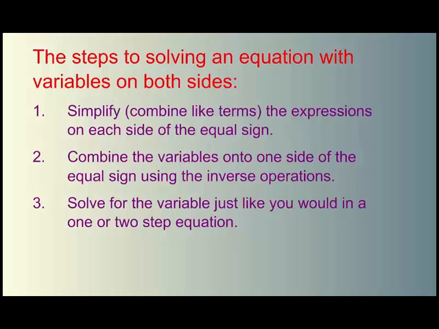After you combine those like terms, then it's easy to start moving from one side of the equation to the other. So that second step is to combine the variables. So move all the variables from one side of the equation to the other so that they are all together on one side. And then that third step, once you do that, it will look just like a one or two step equation which you studied and learned about in the previous video.